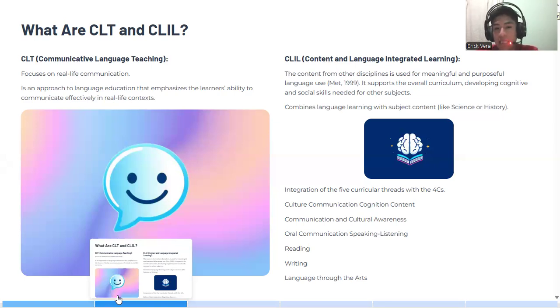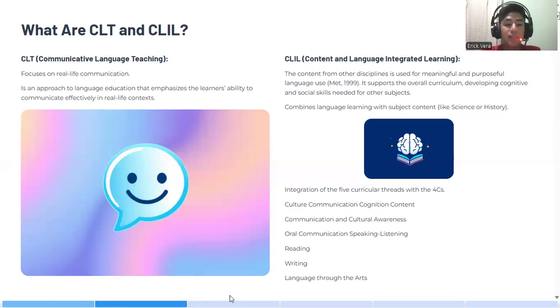This approach even integrates the five curricular threads with the 4Cs. But what are the 4Cs? Culture, communication, cognition, and content. That is the meaning of the 4Cs. And then we have the five curricular threads: communication and cultural awareness, oral communication, listening and speaking, reading, writing, and language through the arts.